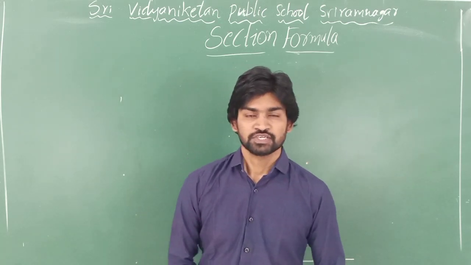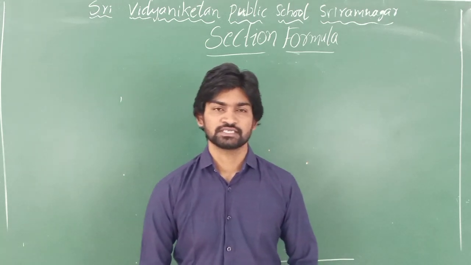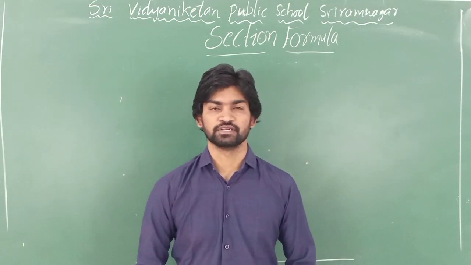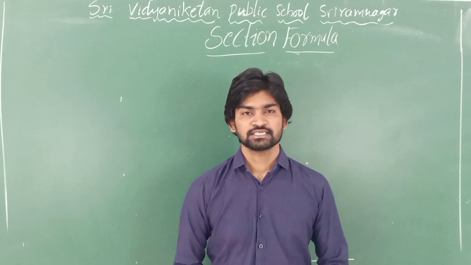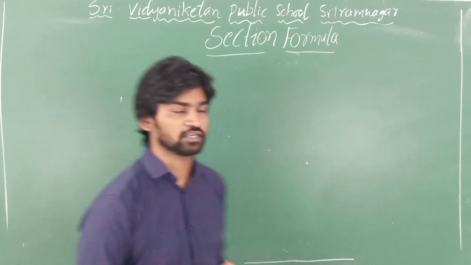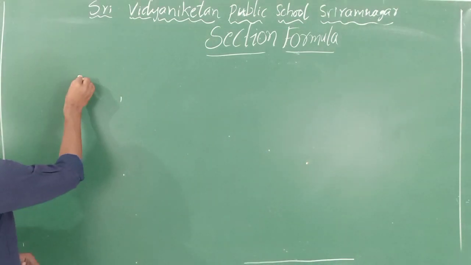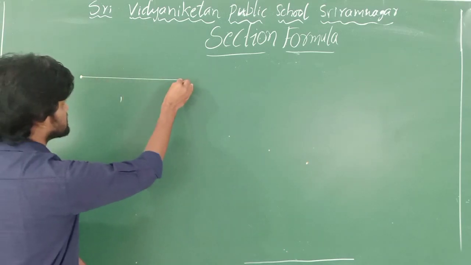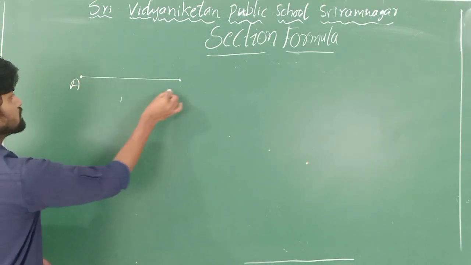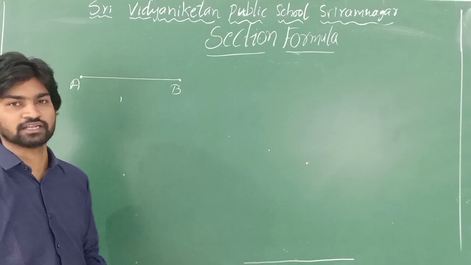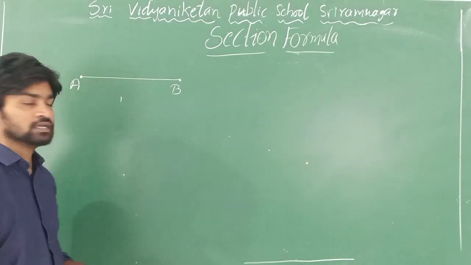Last time we did revisions. Today we are going to discuss the section formula in coordinate geometry. Let us see what the section formula is first. We have a line segment, named AB.